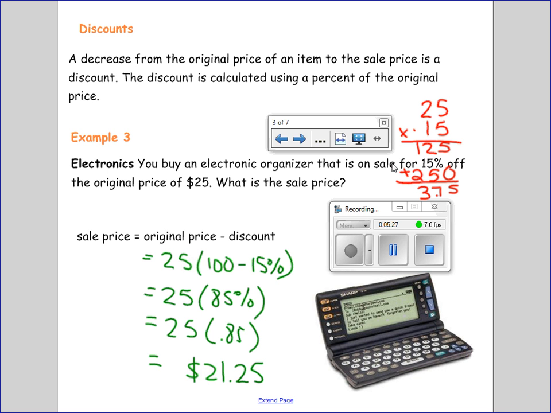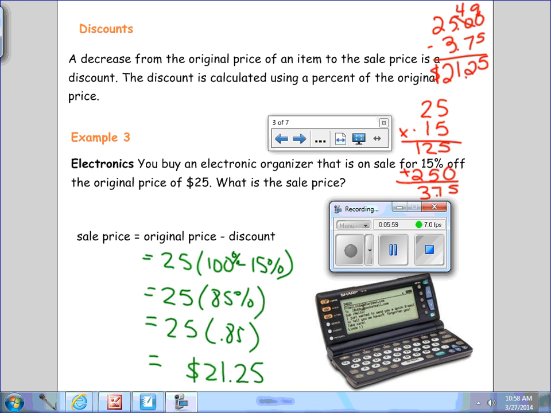$3.75 is my discount because it's marked down 15%. So you can take 25. I'll just do it up here. $25. Subtract your discount, which is $3.75. You get $21.25.